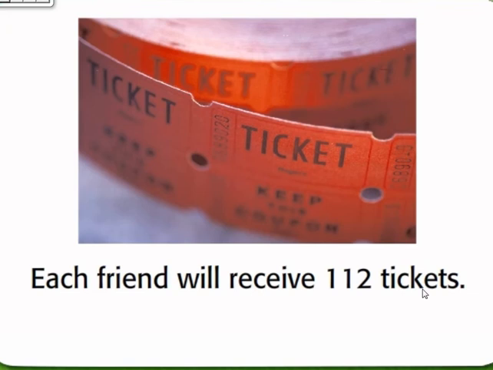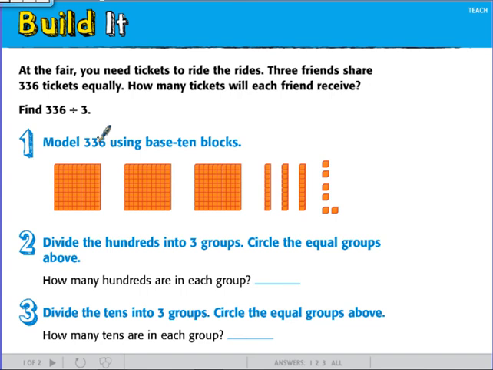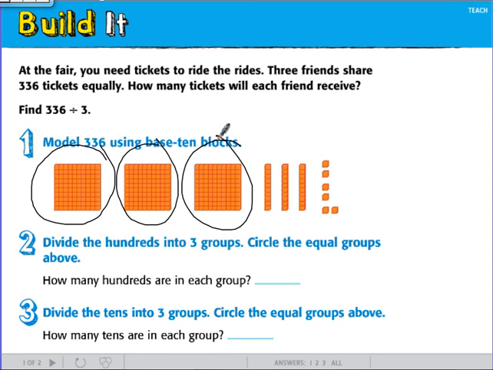Alright, now that we've seen them do it, we are going to do it ourselves. Okay? So we can see here, we already have it modeled out for us. We have 300, 10, 20, 30, 1, 2, 3, 4, 5, 6. So we have 336 separated out. So how many hundreds are in each group when we separate them into 3 groups? Look, 1, 2, 3. How many are in each group? 1.